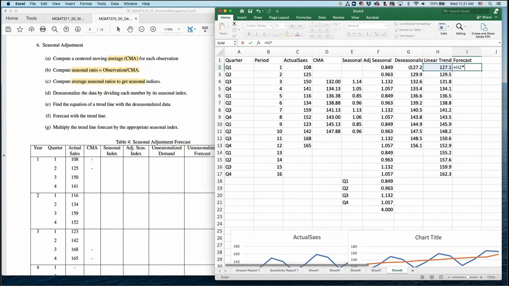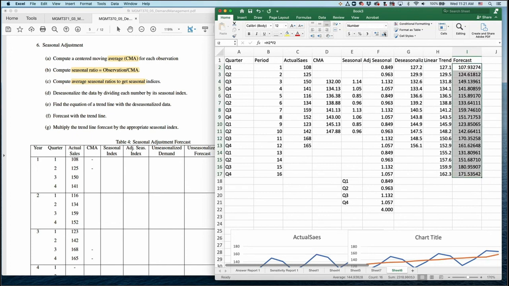Then if you have a downturn, you multiply by less than 1. If you have an upturn, you have upside seasonal factors. So with the linear trend, we will draw this chart, actual, and highlight the other two. Then we can insert this chart, and we can compare.